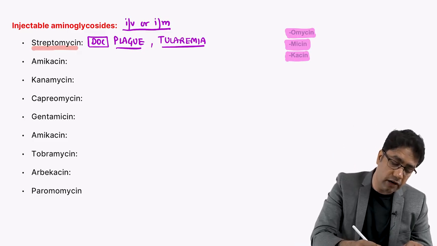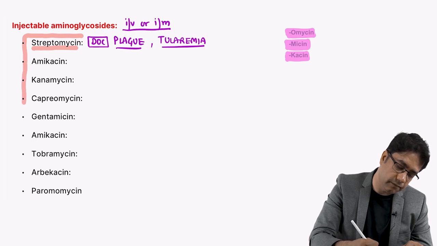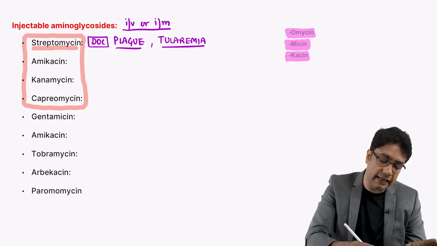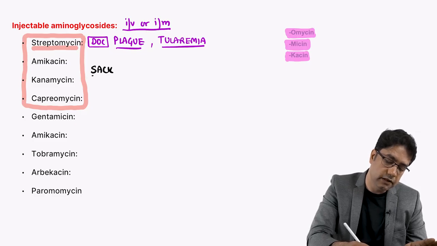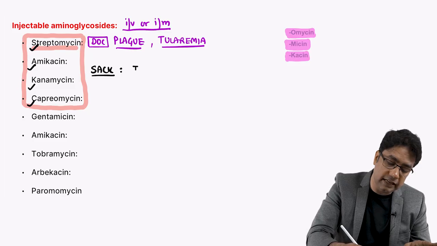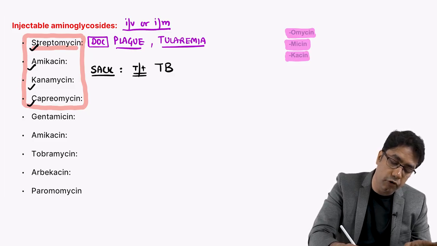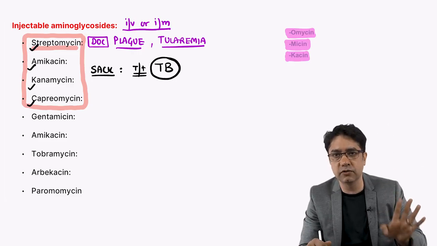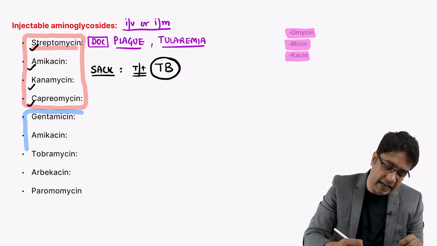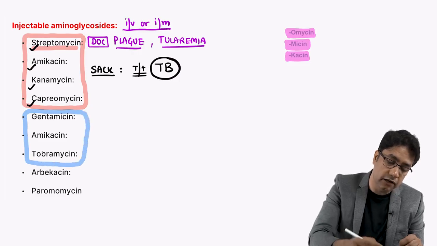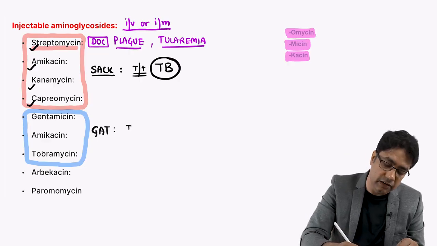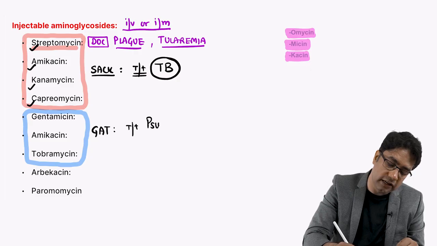Now, first 4 aminoglycoside we will encircle. That is streptomycin, amikacin, capreomycin and kanamycin. Let's make a short form SAC. Strepto, amikacin, capreomycin, kanamycin. These SAC aminoglycosides, they are given in the treatment of tuberculosis. So these 4 aminoglycosides SAC, TB. Now let's make another group. Gentamicin, again amikacin and tobramycin. Let's make a mnemonic GAT. Gentamicin, amikacin and tobramycin. They are given for the treatment of Pseudomonas infection.